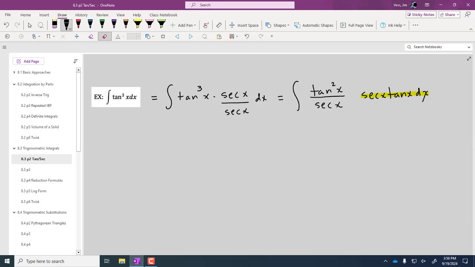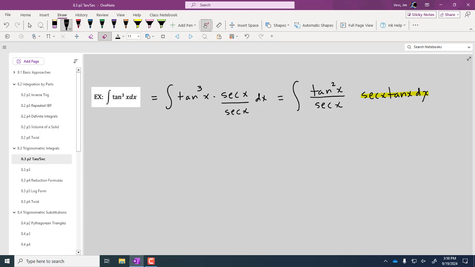Now we convert the leftovers. So our focus is on tangent. Tangent was to an odd power. We pulled one of the tangents away. We have to convert the leftover tangents. Our goal is to let u be secant because there's the derivative of secant. So those are the bad guys right now. We need to convert them over to secants.